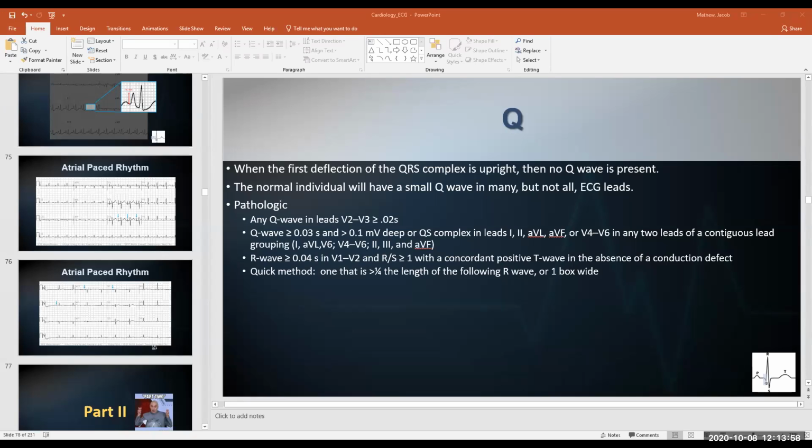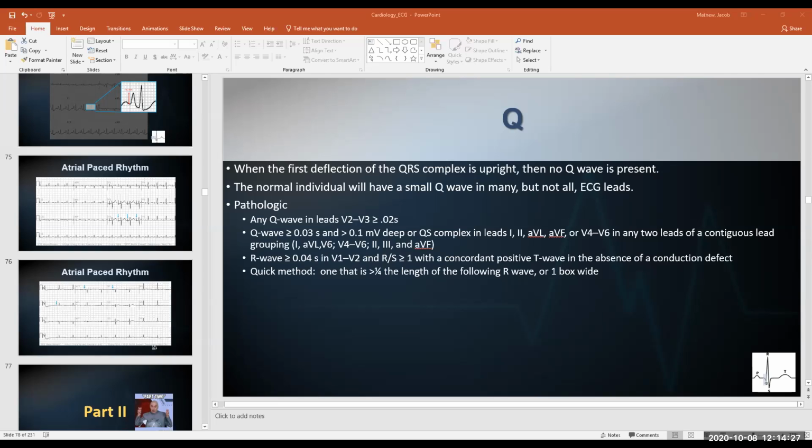Any Q waves, I should say, that are present in 2 and 3 that are greater than 0.02 seconds, so seconds, not milliseconds. So 0.2 is going to be for one big box, and then 0.04 is going to be for each individual small box. Then you know that there's going to be some pathology going on. But the Q wave has to be bigger than 1 small box, and 1 big box deep is, for the most part, the generic recommendation for it.